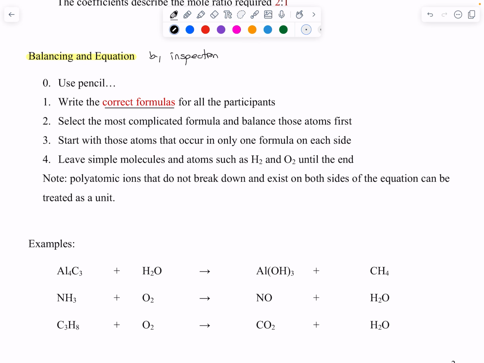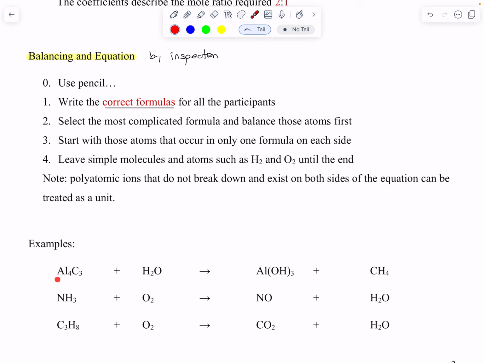So I have aluminum carbide and water, making aluminum hydroxide and methane. Which one's the worst? I would start with either this one or this one. Typically, we leave O's and H's to the end. That's my recommendation. I would do H last, O second last, and sometimes you do H and then O last. It just depends. I leave those 2 elements to the end.